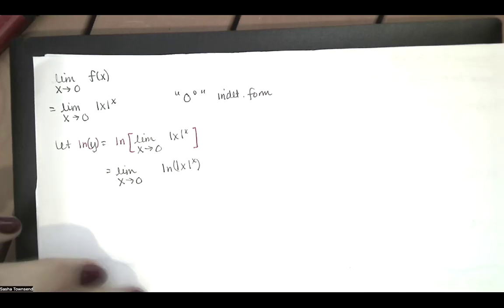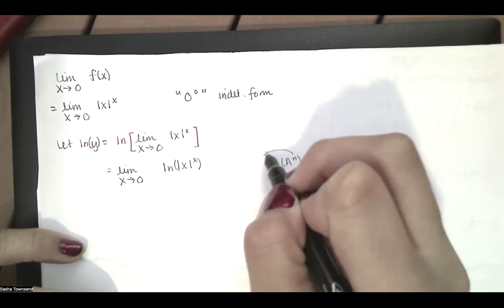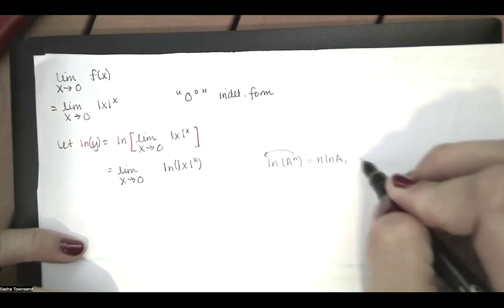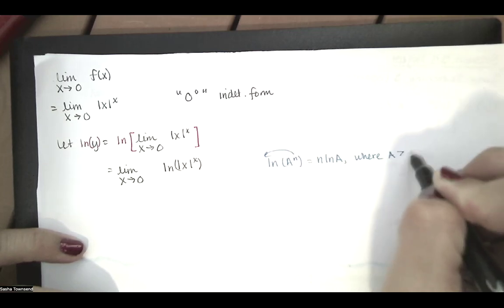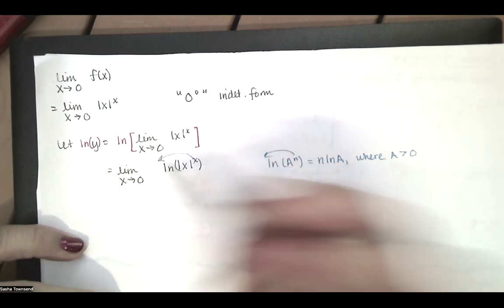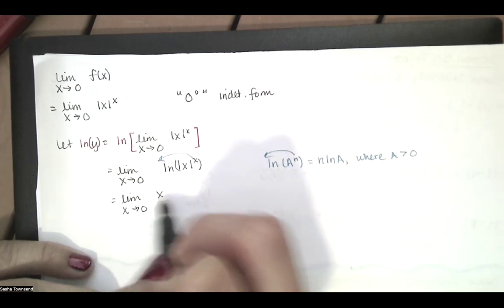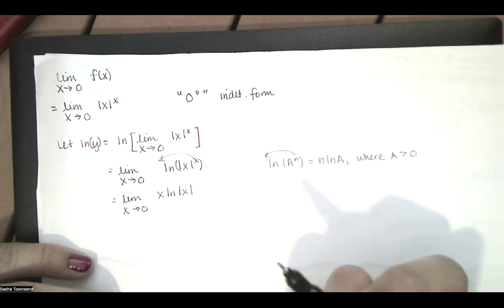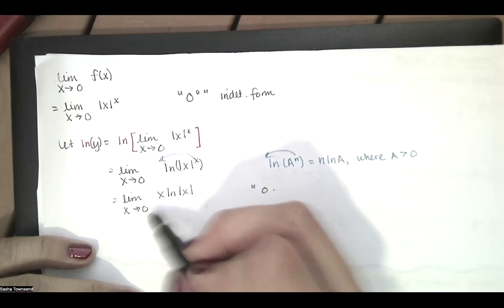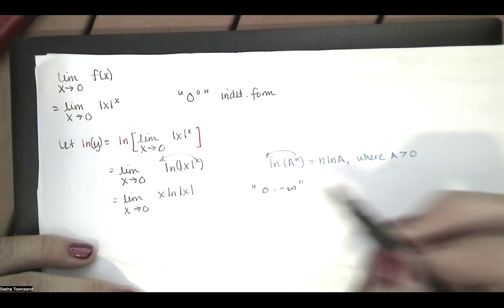And we know this property is true. If I have natural log of a to some power, we can bring that power out front. That's that power times natural log of a. Of course, this is on their common domain. So let's force a to be positive, so that this is well-defined. With this property in mind, we can bring that x out front. And what we have is the limit as x approaches 0 of x times natural log of the absolute value of x. As x approaches 0, of course, x approaches 0. And as x approaches 0, the natural log of the absolute value of x goes to negative infinity. So this is a negative infinity times 0 indeterminate form.